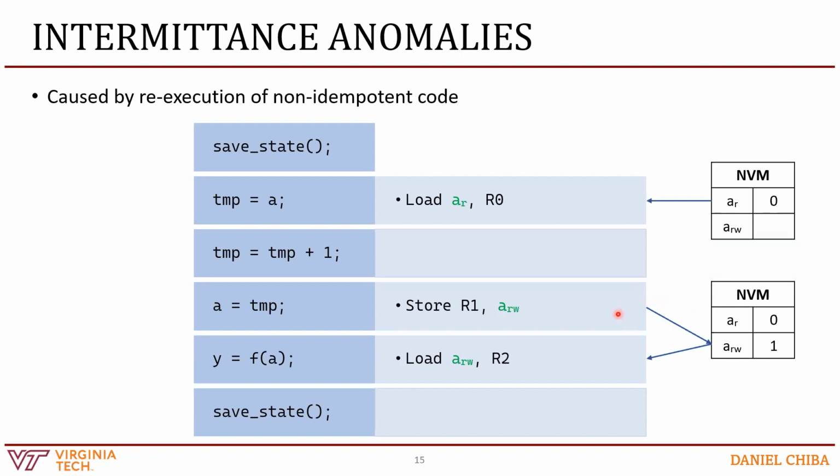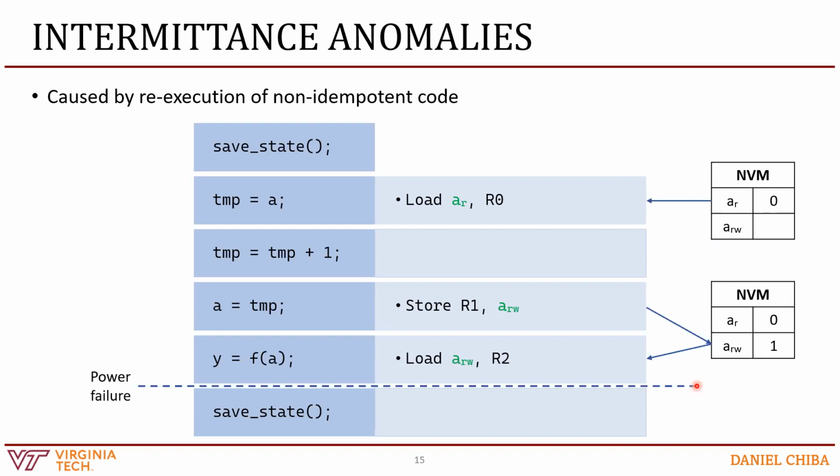Now when it stores for the final write within a computation interval, it'll store the value to ARW, the read write location. So it stores 1, and for all subsequent reads that are not the first read, it'll load from the read write location as well. So this is continuous execution.